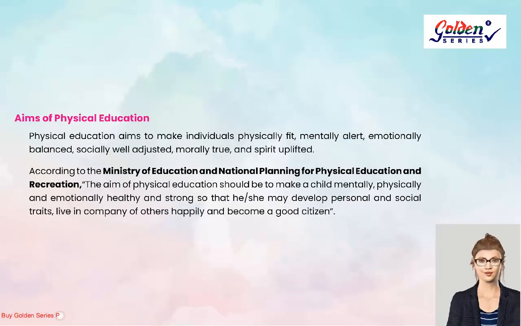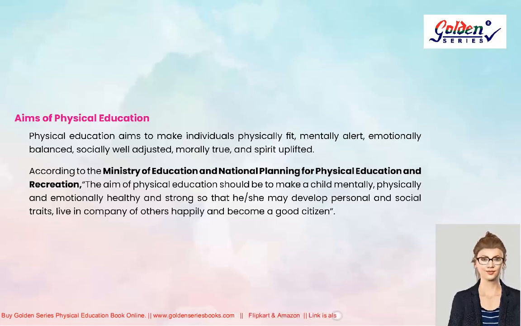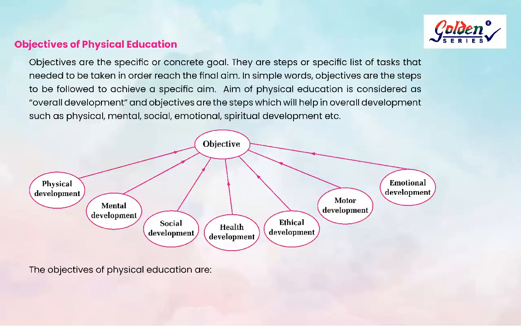Aims of physical education. Physical education aims to make individuals physically fit, mentally alert, emotionally balanced, socially well-adjusted, morally true, and spirit uplifted. According to the Ministry of Education and National Planning for Physical Education and Recreation, the aim of physical education should be to make a child mentally, physically and emotionally healthy and strong so that he or she may develop personal and social traits, live in company of others happily and become a good citizen.